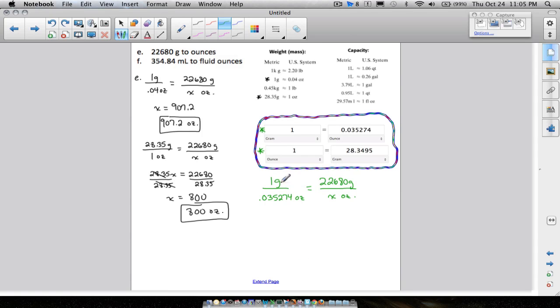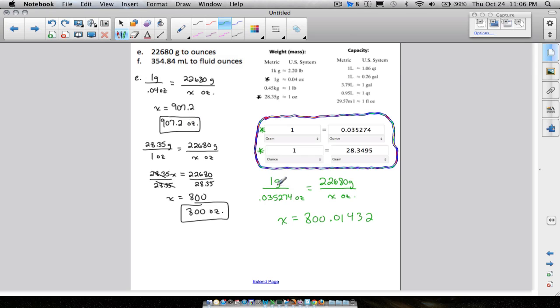So when we do this, 1 gram or 1 times x is just x. And now let's pull out the calculator and multiply these two ridiculous numbers together. 22,680 times 0.035274. Oh, look at this answer that we get. We get 800.01432. Wow. Notice, folks, we did 1 gram over 0.04 ounces and we got 907.2.